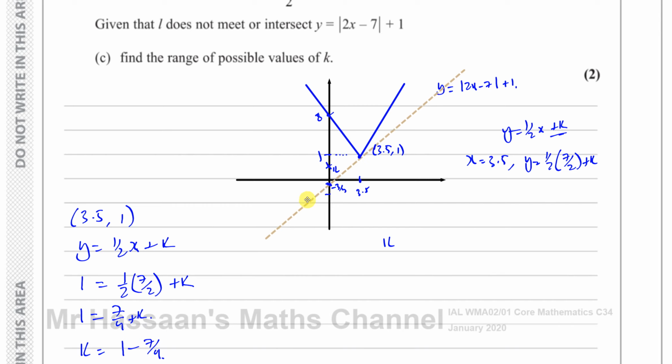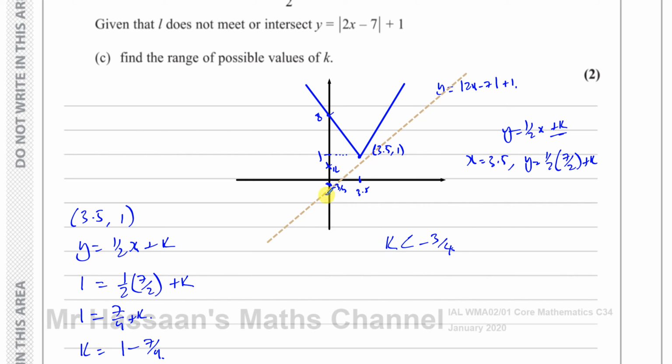So we want to find up to the point where it doesn't meet or intersect. If k equals negative 3/4, it's going to meet. It will just touch the modulus function where the v is. If it's below negative 3/4, it won't touch. So for this, k has to be less than negative 3/4. That's the range of possible values of k.